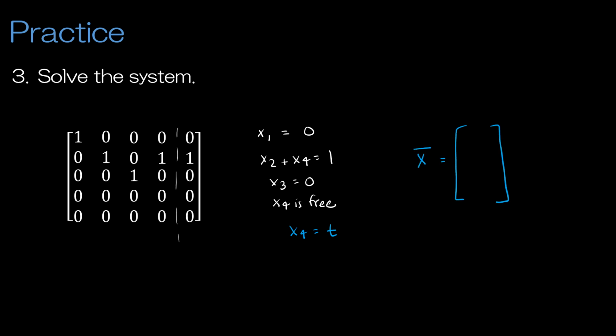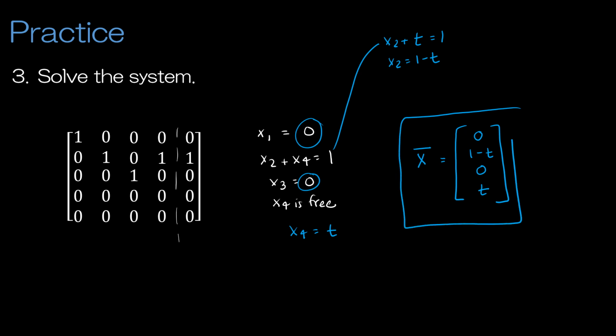So my solution, my x bar, is going to have 0 for x1. For x2, let's rewrite that. So x2 plus, I'm going to replace x4 with t, is equal to 1. So x2 is going to be 1 minus t. So that goes here. x3 was 0, and x4 we're letting be t. So this is my solution to the system.